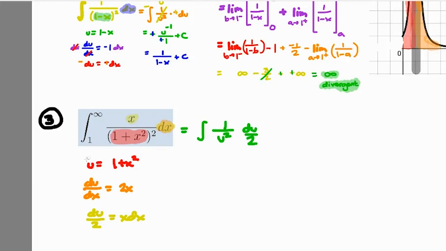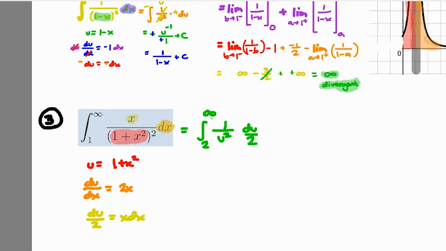You have to use this red equation right here to transfer all those x's to u's. It's like a converter. So what we're going to do is put a 1 in there for the x, and 1 plus 1 squared is 2, so I'm going to put a 2 here. Then I'm going to put an infinity in there. 1 plus infinity squared is still just infinity, so I'm just going to put an infinity there.